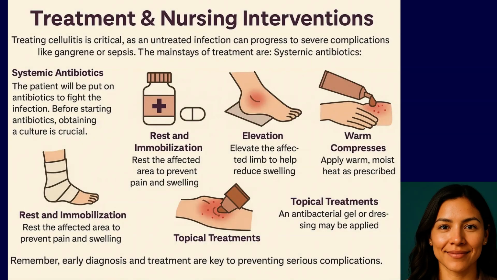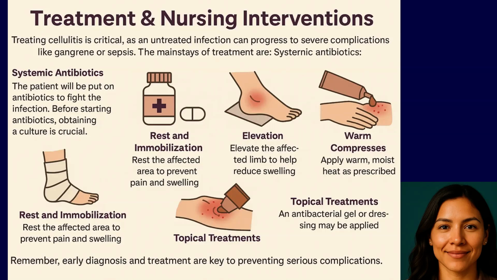Treatment and nursing interventions. Treating cellulitis is critical, as an untreated infection can progress to severe complications like gangrene or sepsis. The mainstays of treatment are systemic antibiotics. The patient will be put on antibiotics to fight the infection. Before starting antibiotics, it's crucial to obtain a culture of the affected area to identify the specific bacteria and ensure the most effective antibiotic is used. In severe cases, especially with necrotizing cellulitis, hospitalization may be required for IV antibiotics.